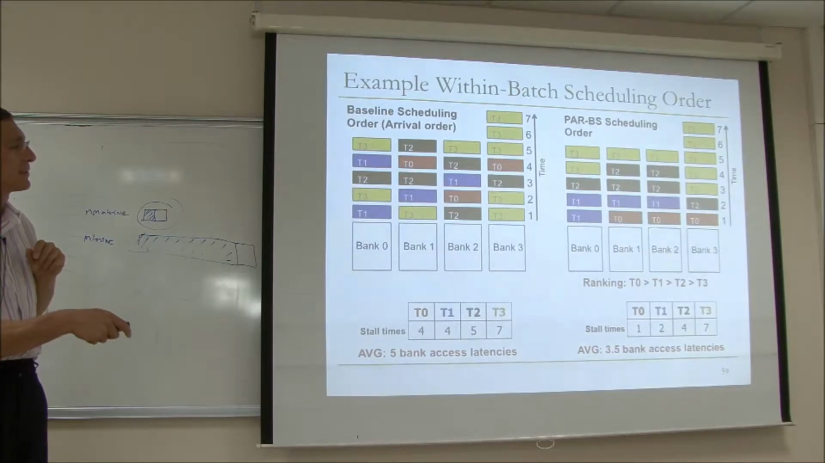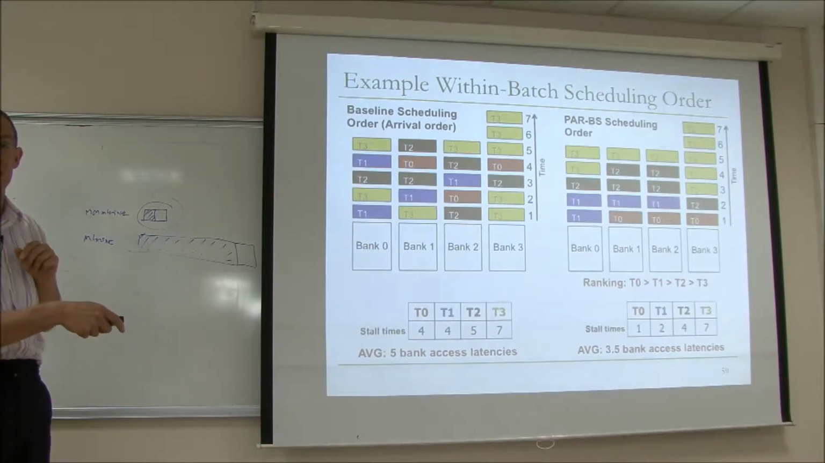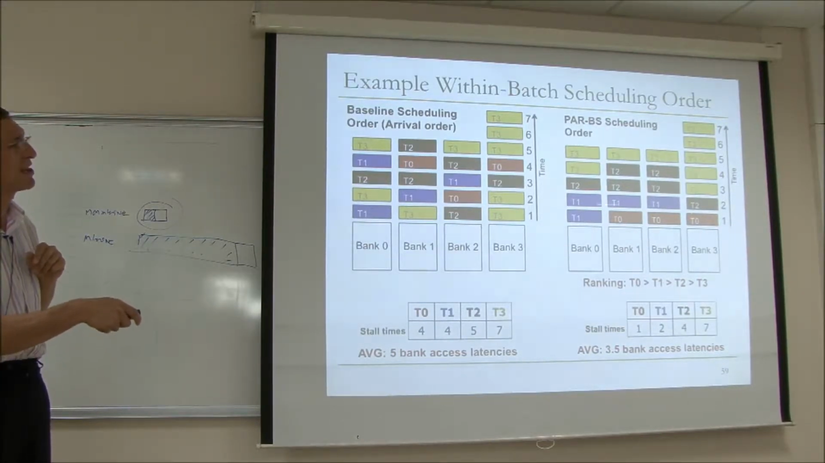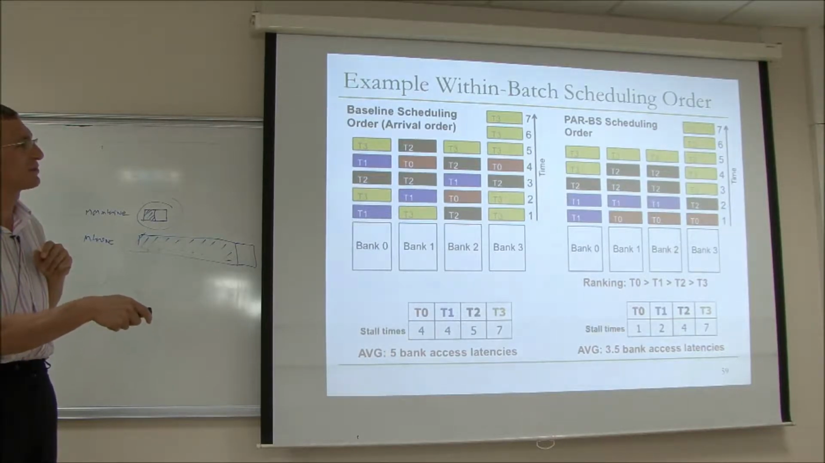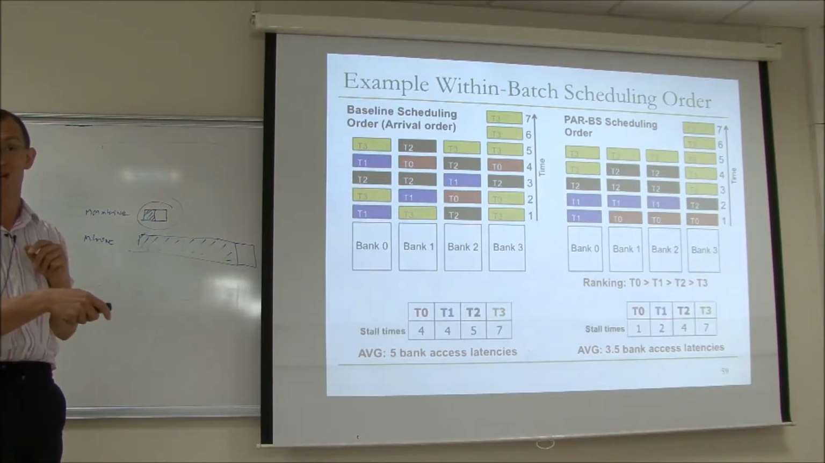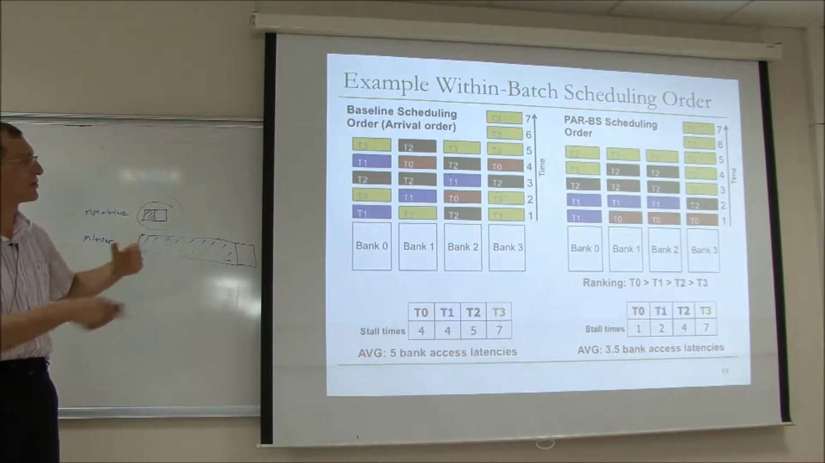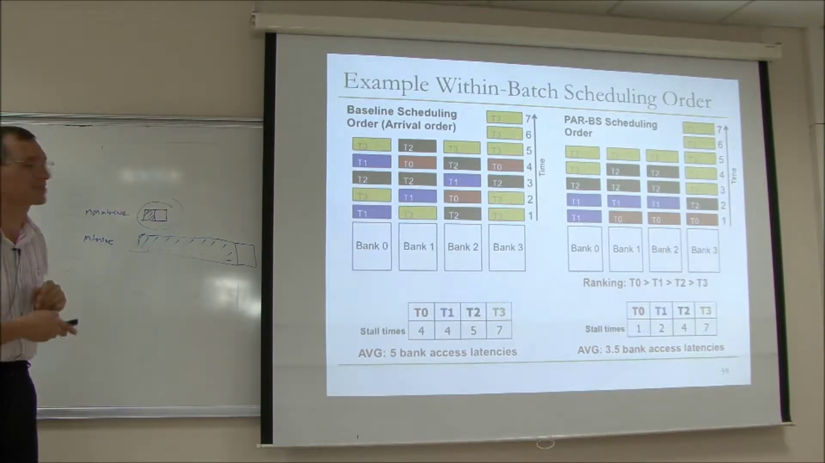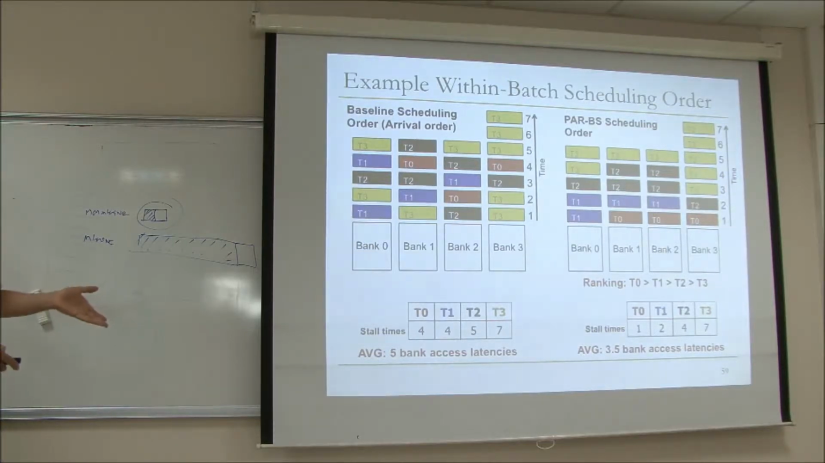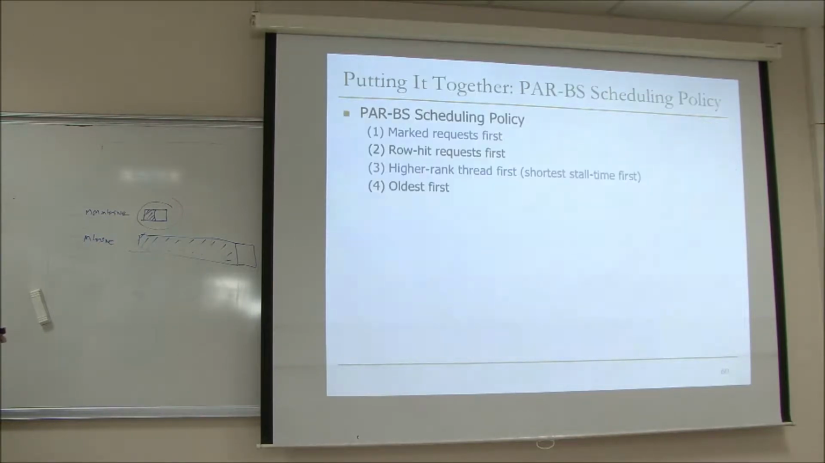This way, thread 0's parallelism is perfectly maintained. Thread 1's parallelism is maintained mostly. And thread 2's parallelism is also maintained as best as you can, given the other threads. And thread 3 is also maintained, but it's deprioritized, right? So that's how you can reduce the average bank access latencies, average stall time of each thread.